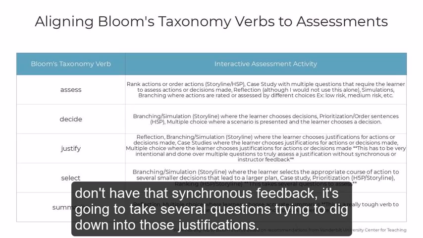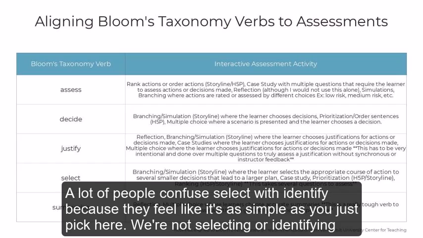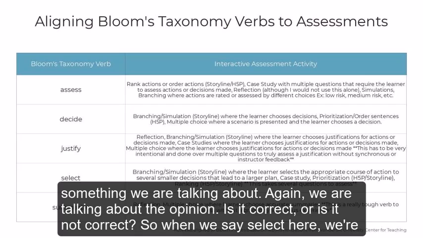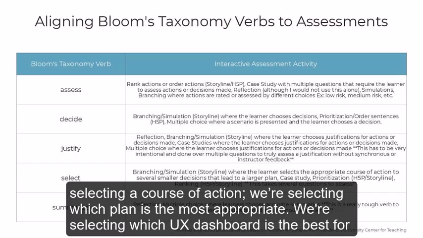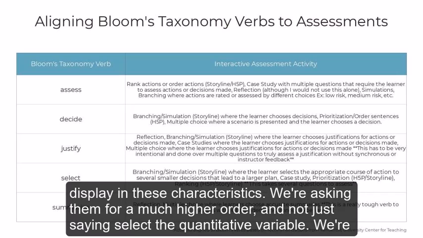A lot of people confuse select with identify because they feel like it's as simple as you just pick here. We're not selecting or identifying something we are talking about. Again, we are talking about the opinion. Is it correct or is it not correct? So when we say select here, we're selecting a course of action. We're selecting which plan is the most appropriate. We're selecting which UX dashboard is the best for display in these characteristics. We're asking them for a much higher order and not just saying select the quantitative variable.